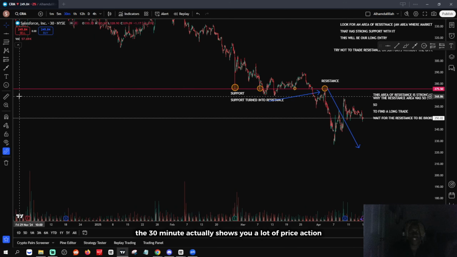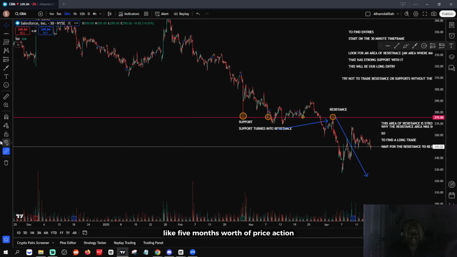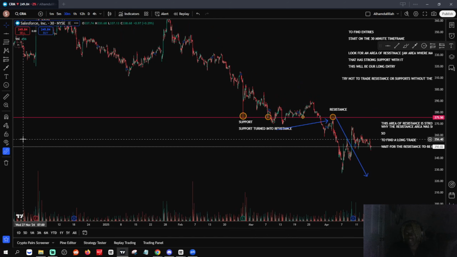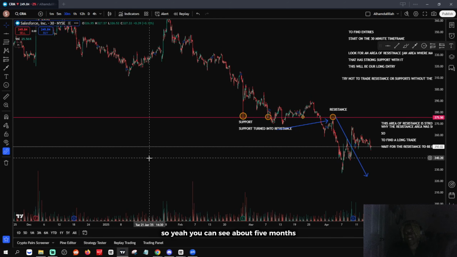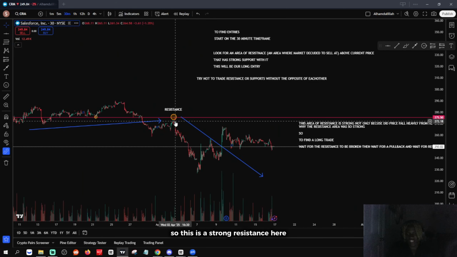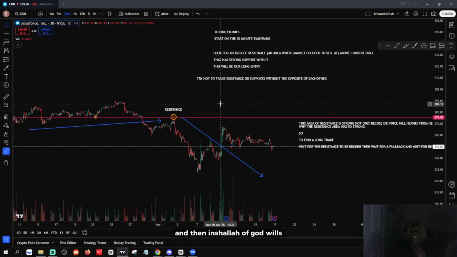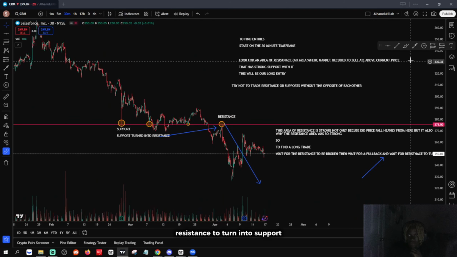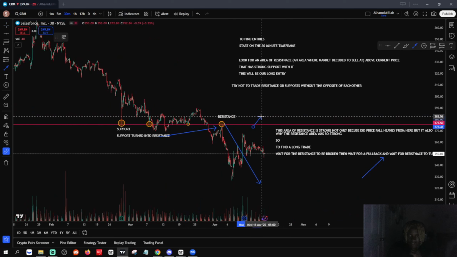The 30-minute actually shows you a lot of price action. You can see around 5 months' worth of price action on the 30-minute on one screen if you have a decent sized monitor. So this is a strong resistance here. Price hasn't been here since about the second. So this is outside of the weekly candle. We're going to wait for that to get broken, and then, inshallah, if God wills, resistance to turn into support.